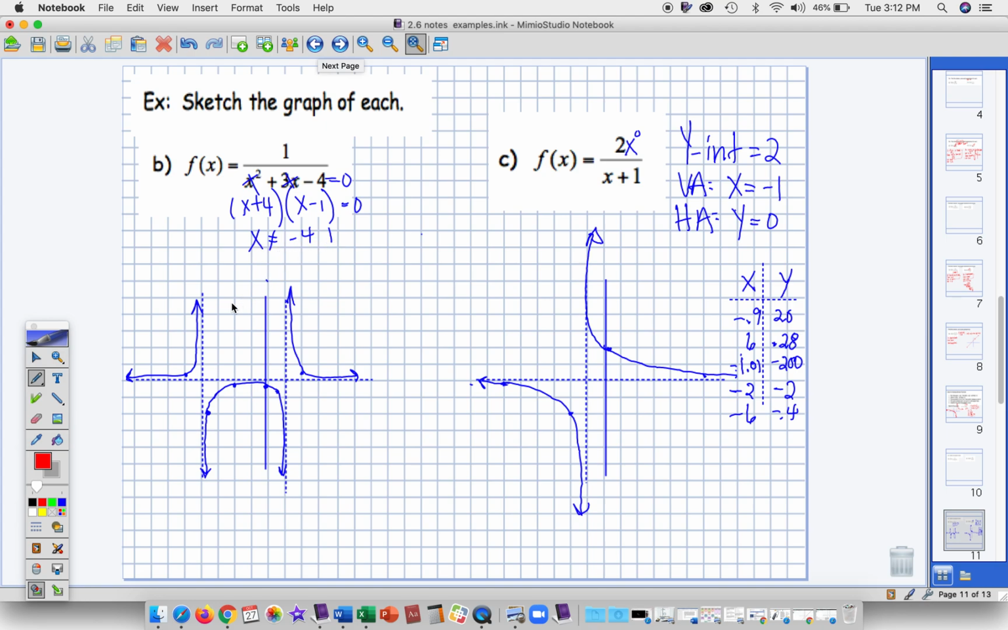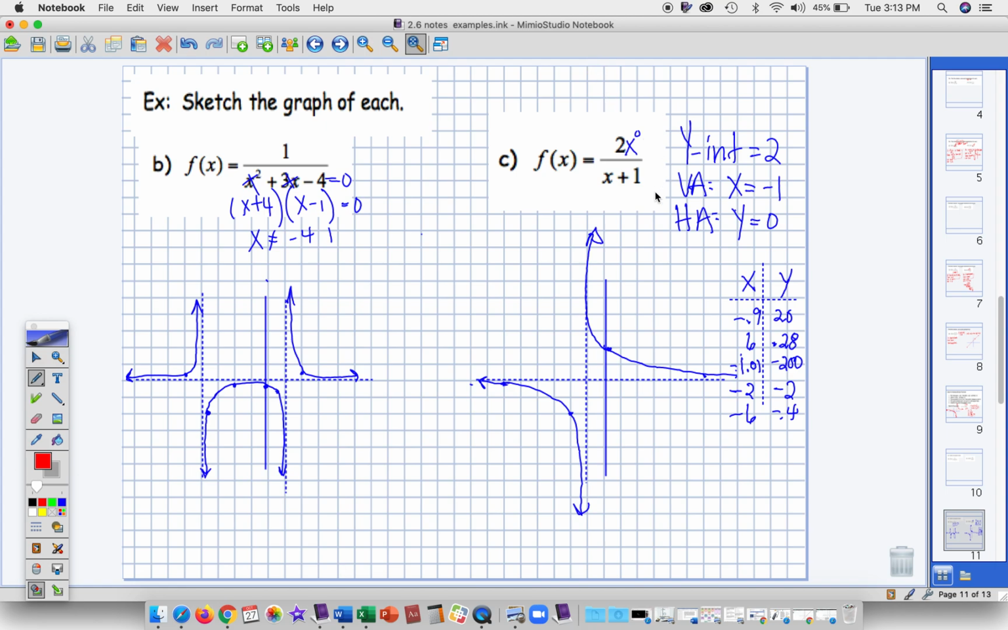Okay, so I have vertical asymptotes at negative 4 and positive 1, horizontal at the x-axis, and then plugging in some points, I got these shapes here. So you can see this is sort of a parabolic shape. Keep in mind you might also see something that looks like some sort of cubic curve. So there's lots of possibilities when you have 2 vertical asymptotes and 3 sections of the graph. That's why you need to test those points and see where those curves are going to be located.